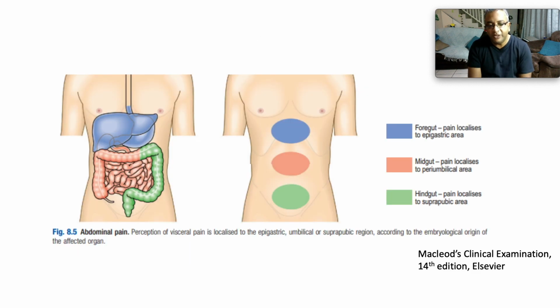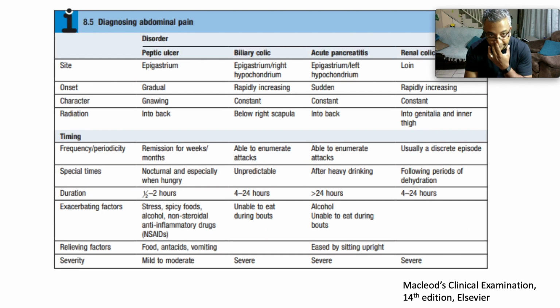Okay, so when the patient complains of abdominal pain, it's nice to visualize where the pain could be coming from, viscerally speaking. So we know that there are three embryological regions of the gut: the foregut, the midgut, the hindgut. So if it's pain coming from the foregut, it usually localizes to the epigastric area, as seen in blue, right? If it is coming from the midgut, then it probably localizes to the periumbilical area in pink. And if from the hindgut, it localizes to the suprapubic area in green, all right?